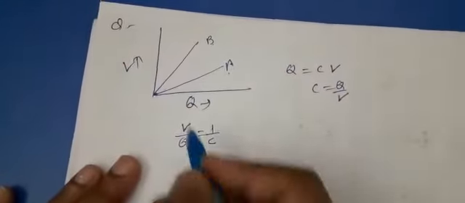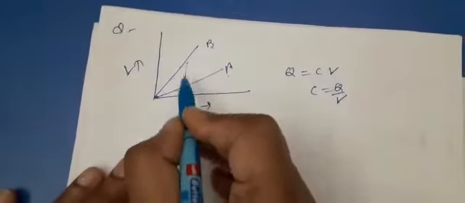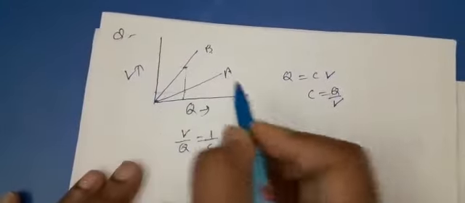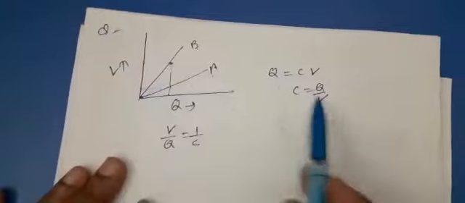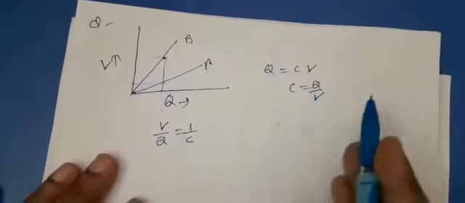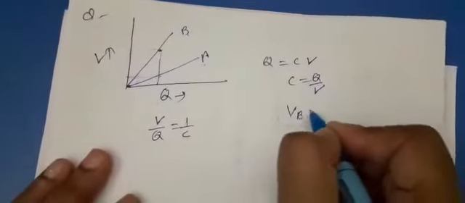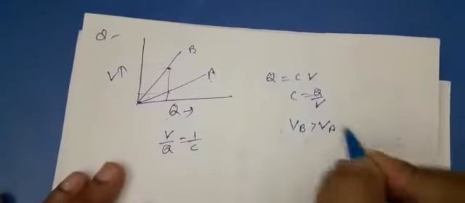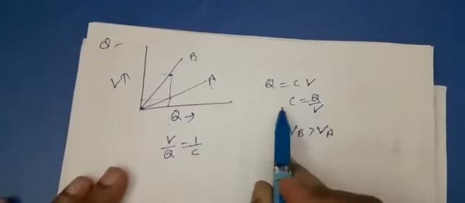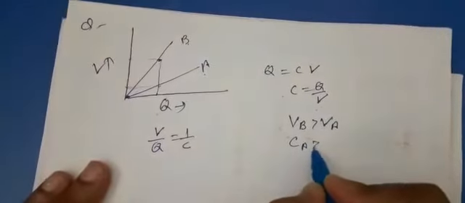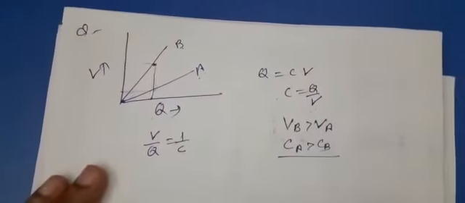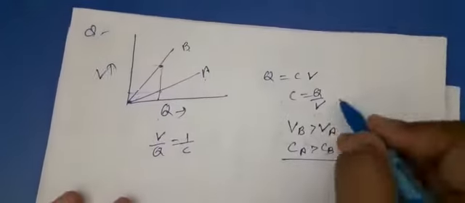So one method can be that for a given charge, which will have more potential? B will have more potential. So potential of B is greater than potential of A, and potential is inversely proportional to C. You can say that capacitance of A will be greater than that of B. Directly from this relation you can say this.